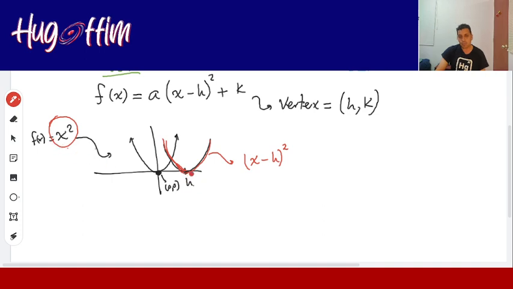And if I want to move it up k units, let's say that this is k, I'm going to move this function up k units. Look at that, my new vertex is (h, k).